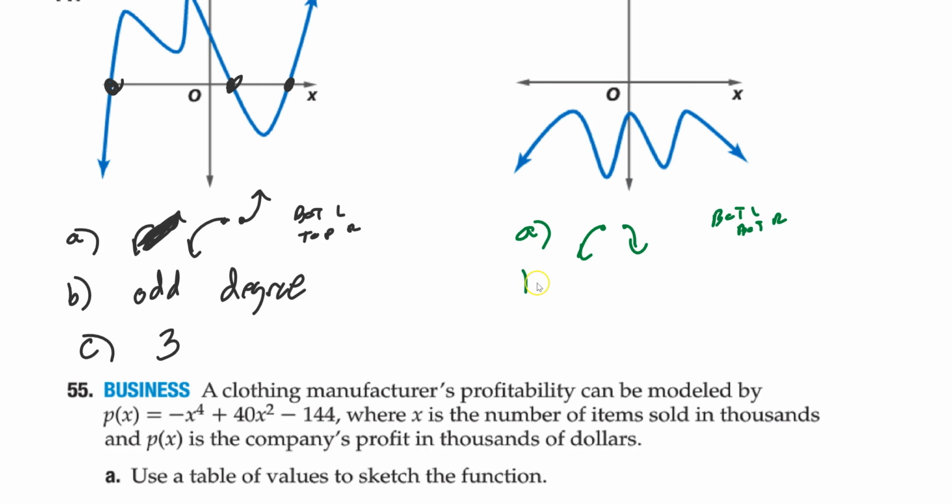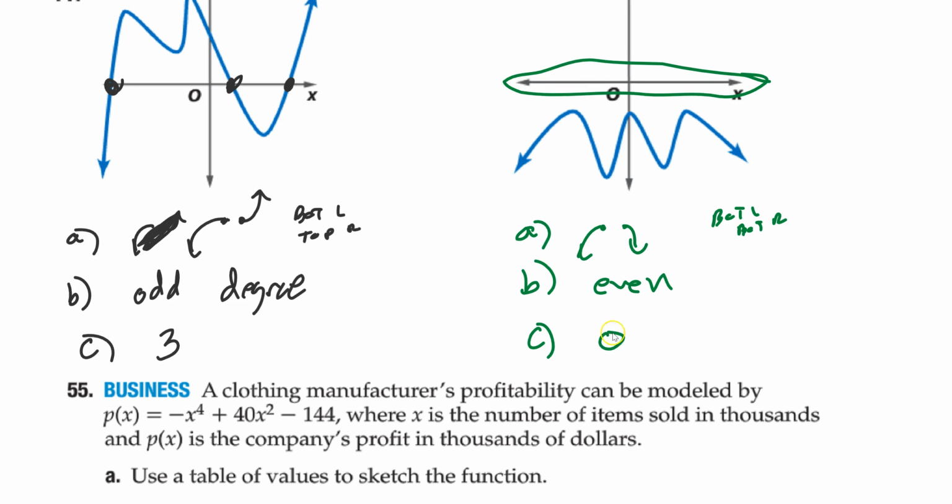B is what degree, is it even or odd? It is even, so they're the same. And then C is how many real roots. This actually has no real roots. 0 real roots.